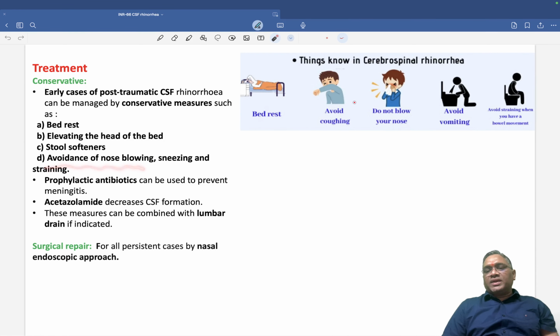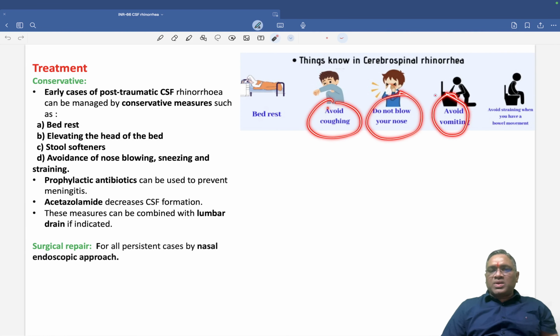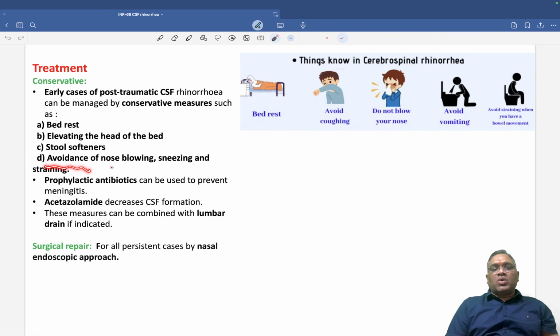Avoid nose blowing, avoid coughing, avoid vomiting, right? All these things should be avoided: nose blowing, sneezing, straining, vomiting. And we can give prophylactic antibiotics to prevent episodes of meningitis. We can also give acetazolamide to decrease CSF formation. And these measures are sometimes combined. If indicated, we can go for lumbar puncture also, right?